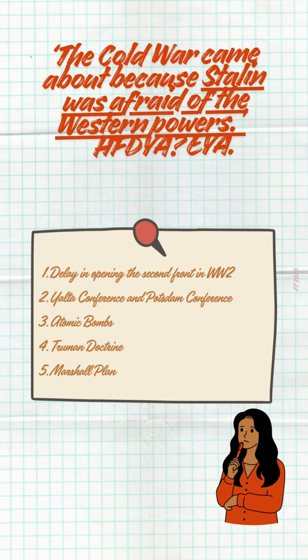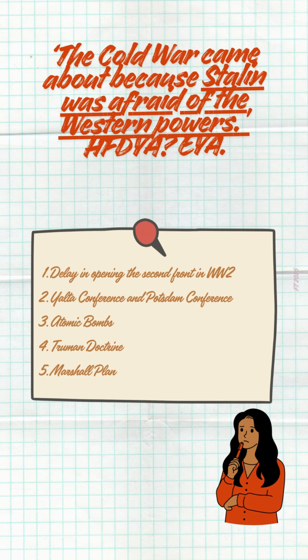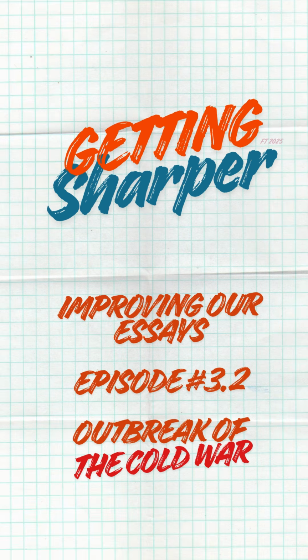Similarly, if the question is, Stalin was afraid of the Western powers, I think about actions the West did that would make Stalin fearful. For example, the delay in opening the Western Front made Stalin suspect that the Western powers had ulterior motives, and we know a weak Soviet Union would lead to the US and Britain dominating Europe after the conclusion of war. This brings us to the end of the episode.